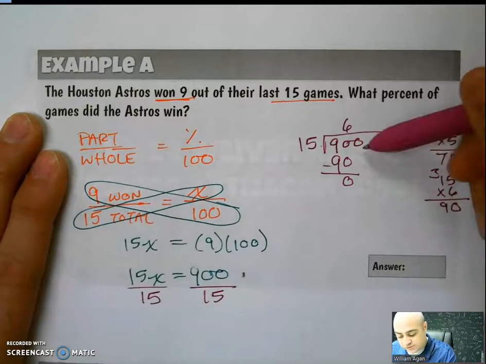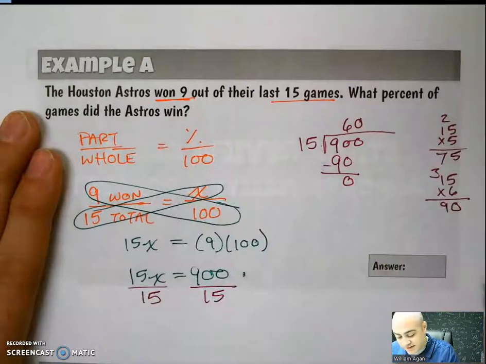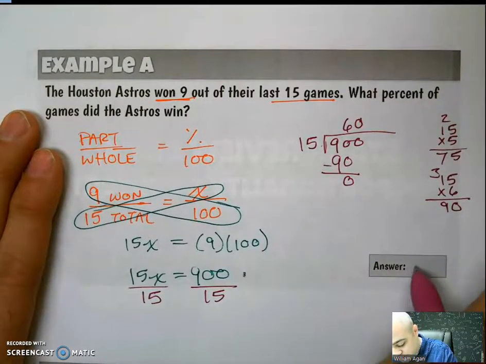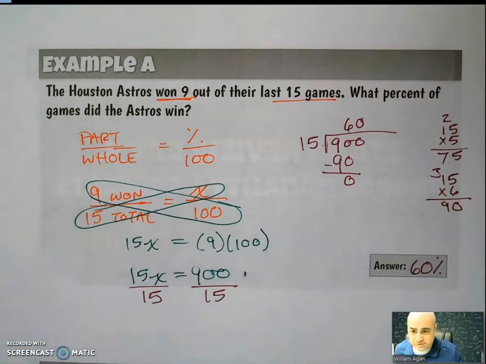And then we have this one extra 0 comes straight up. So that means if they won 9 out of their last 15 games, they won 60% of their games, of the last 15 games.